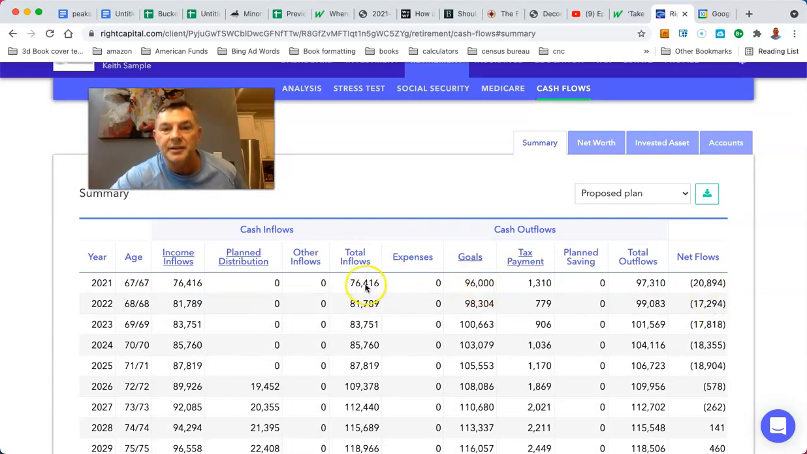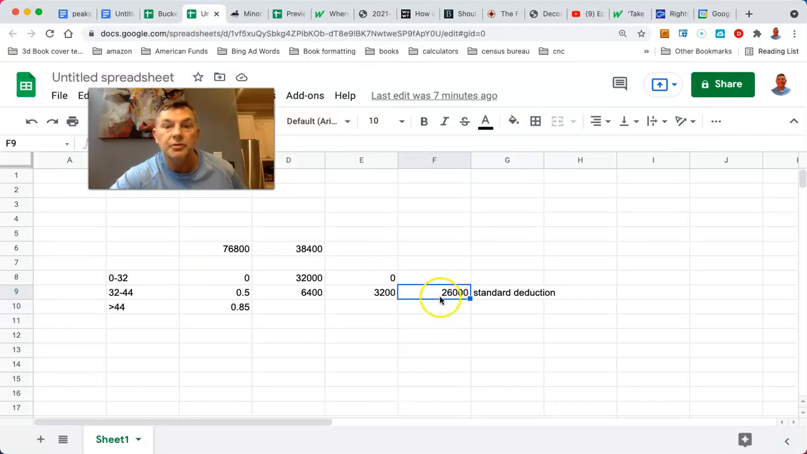She only has $76,000 of Social Security, and she needs $96,000 to spend. So she's pulling $20,000 a year from her portfolio. The interesting thing is, remember when we didn't have her taking that money out because of Social Security, we had a standard deduction. Remember I showed you the standard deduction was, in this case, $27,000. All right, and so her standard deduction, if you take this minus this, gave her $23,800 of wasted standard deduction.